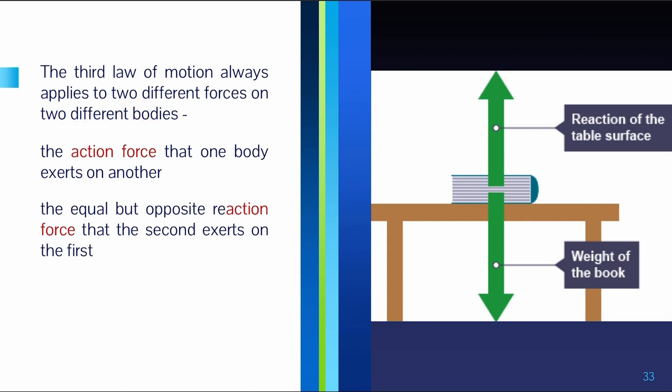So there are two forces. The first is the action force that one body exerts on another, and the equal but opposite reaction force that the second exerts on the first. Just like when we're standing, or if we simply put any object on a flat surface, the third law of motion is working. If we have this book placed on the table, the weight of the book is the force directed towards the table, and the reaction force is directed upward. That's the force exerted by the table on the book.